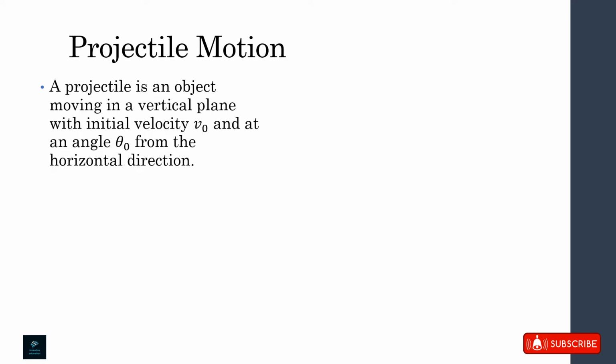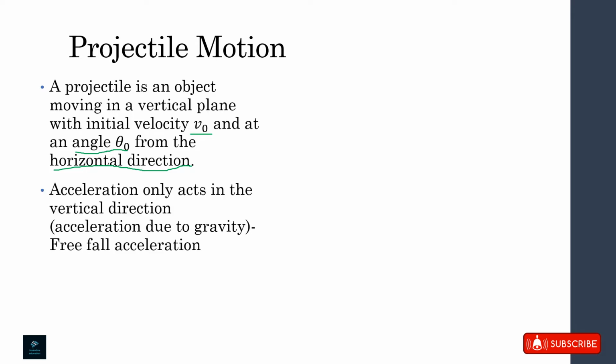A projectile is an object moving in a vertical plane with initial velocity v0 and at an angle theta 0 from the horizontal direction. Thus, the initial velocity of the projectile is a vector quantity having magnitude v0 and the direction given by angle theta 0 from the horizontal direction. The motion of the projectile is such that acceleration only acts in the vertical direction, and this acceleration is due to gravity only. This is called free fall acceleration.